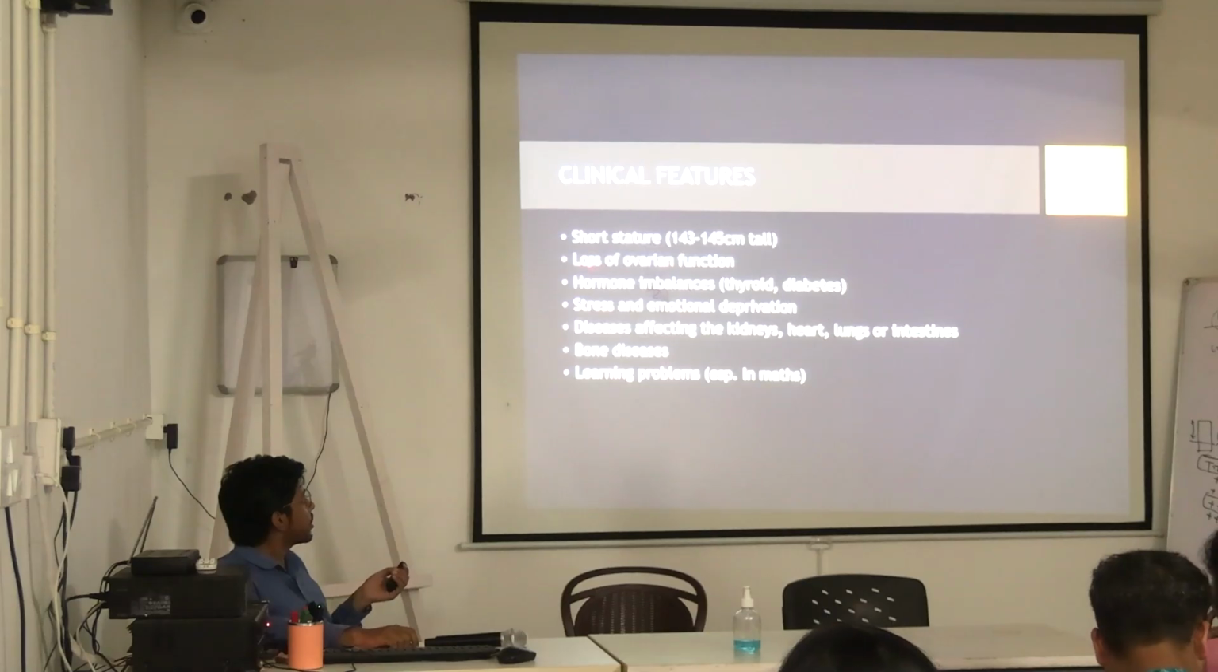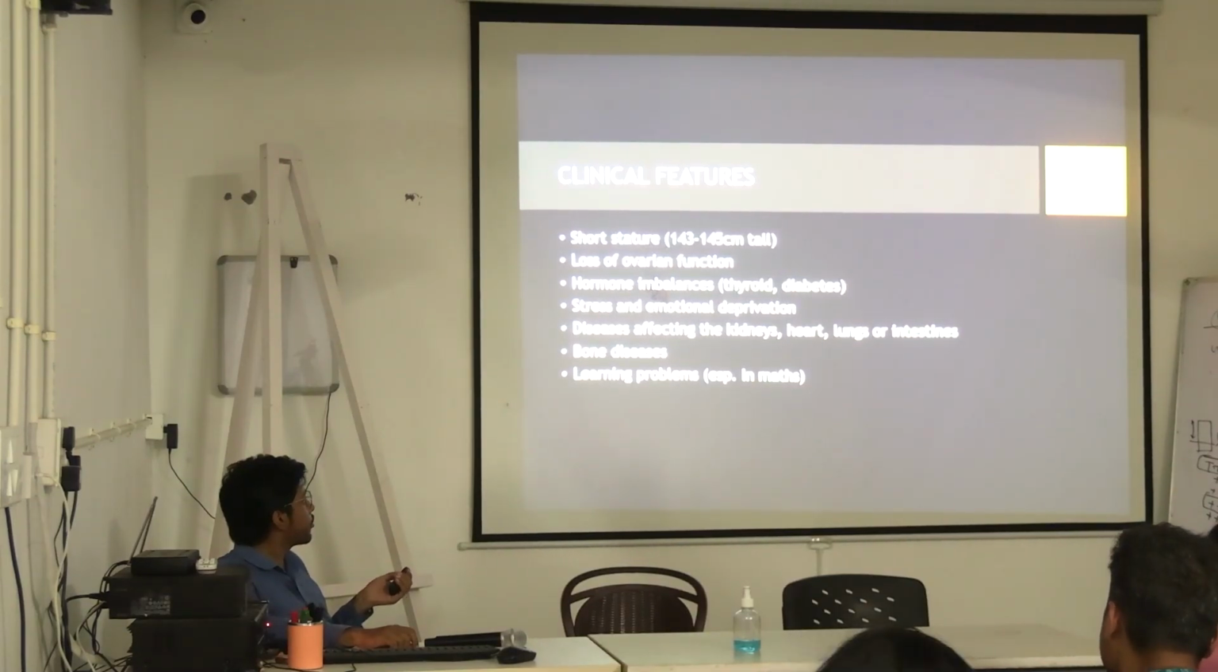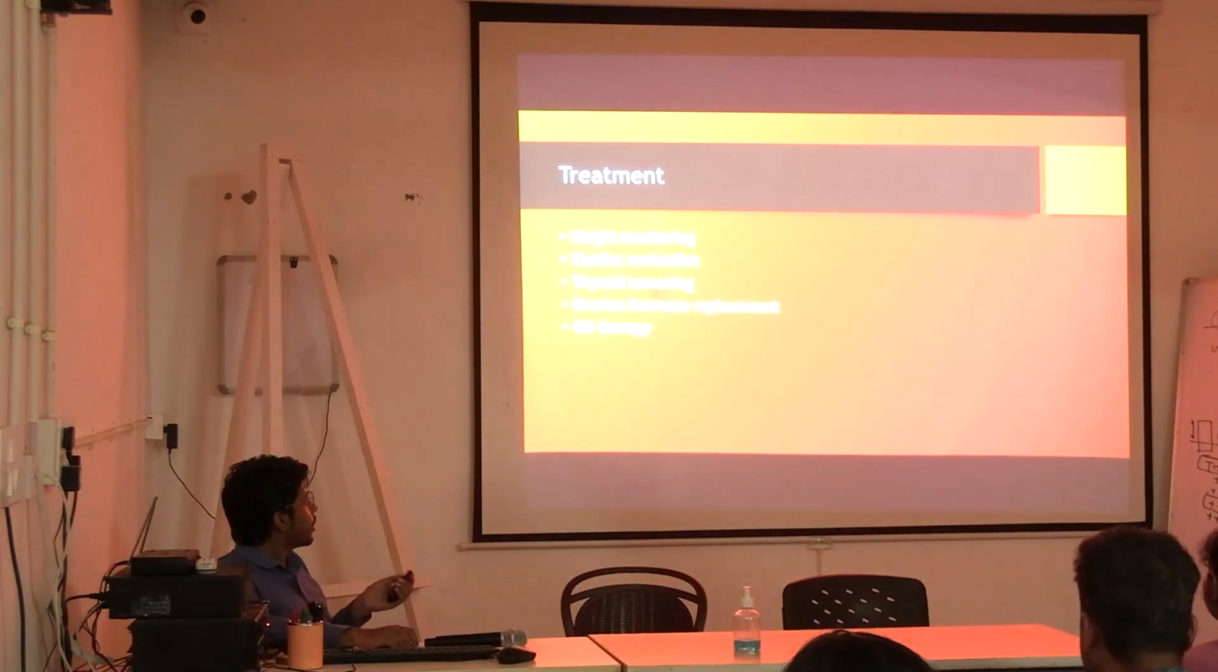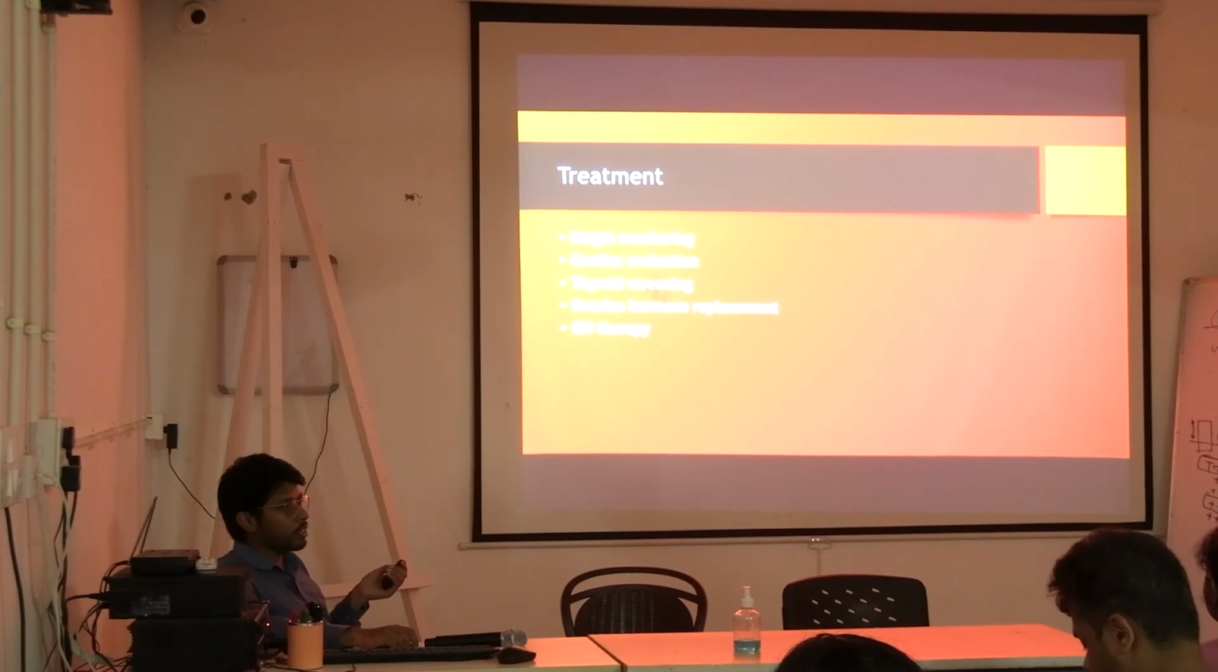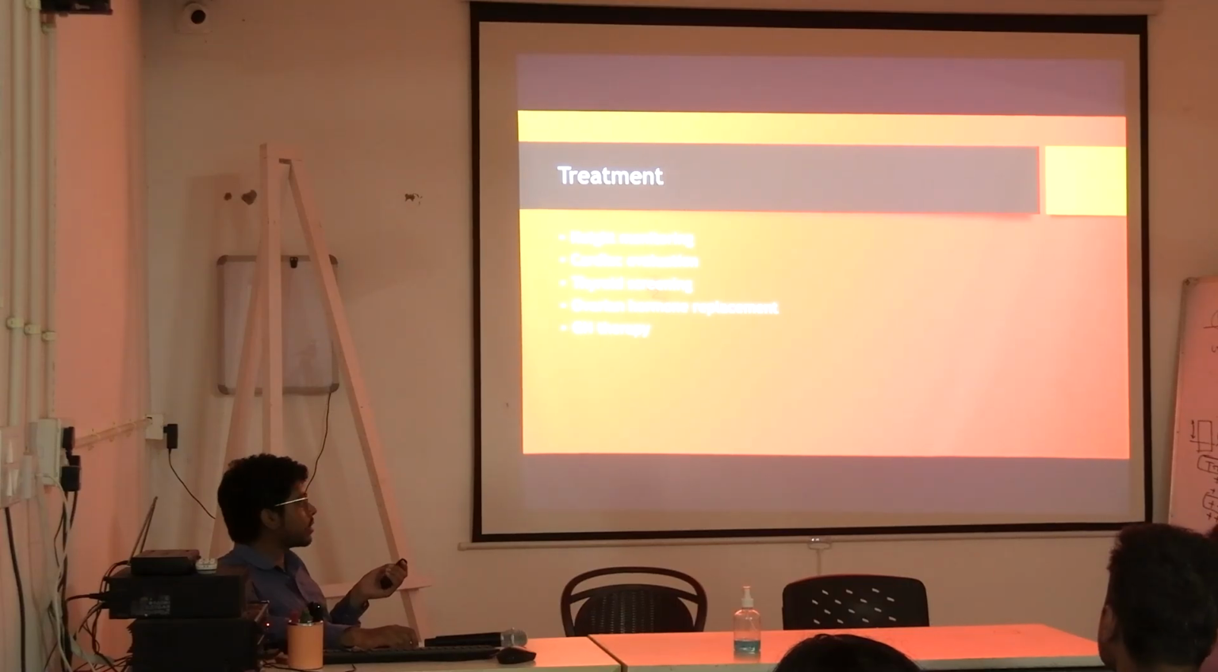Okay, so short stature, loss of ovarian function, hormone imbalance will cause thyroid, diabetes problem, stress and emotional deprivation, bone disease, learning problem. Now treatment, first height monitoring, as height is less than normal, then cardiac evaluation for coarctation of aorta or any other disease of aorta, thyroid screening, ovarian hormone replacement and growth hormone therapy.